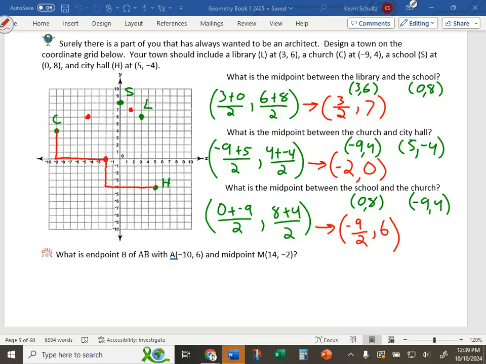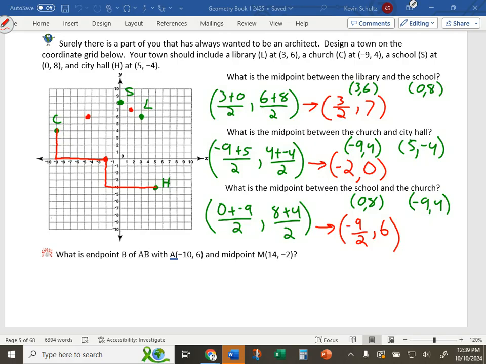Wait, where did you put it? Oh, I got the negative part. What's -9 halves? It's -4.5. Yeah. Very good, very nice. So -4.5. Does it make sense? Yeah, it does. Good.